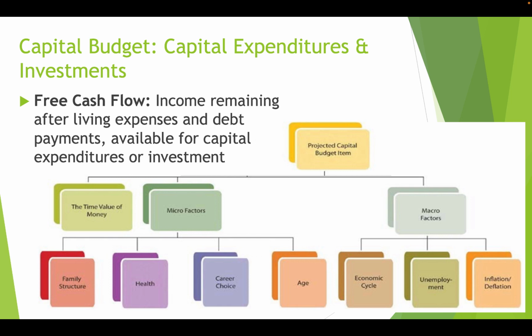Next, let's talk about the capital budget. Free cash flow is cash available for capital expenditures or investment after paying for your living expenses and debt obligations. Capital expenditures are usually part of a long-term plan of building your asset base. Investments may also be part of a longer-term plan to build an asset base or achieve a goal such as financing your education or your retirement. Now, a capital expenditure you will likely experience is financing your education. Whether you're going to a trade school, getting an associate's degree, or going for a bachelor's degree, there is a cost involved.